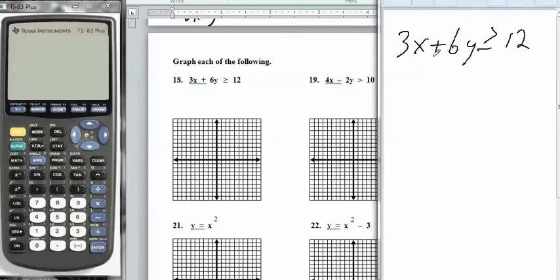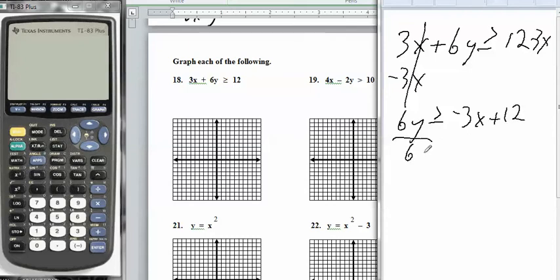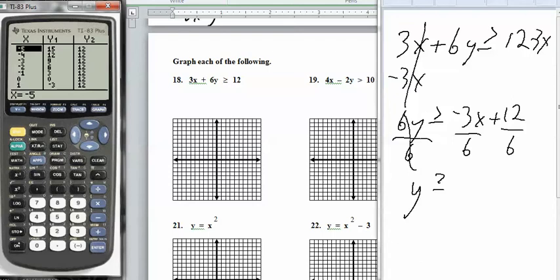So what we need to do is get y by itself. So I need to subtract 3x from both sides. And we're going to do it over here too. So I have 6y greater than or equal to, go ahead and change this to how we're used to, minus 3x plus 12. Divide both sides by 6. And y is greater than or equal to, reduce this fraction. So if you don't remember how to do this by hand, basically I'm going to divide 3 into both of those. But the calculator will do it.